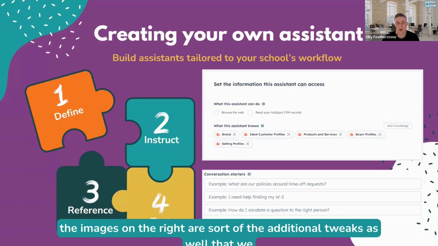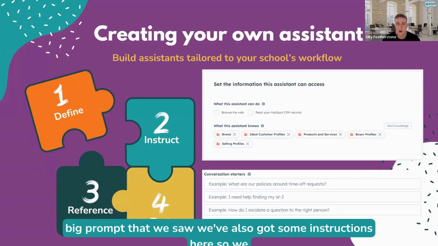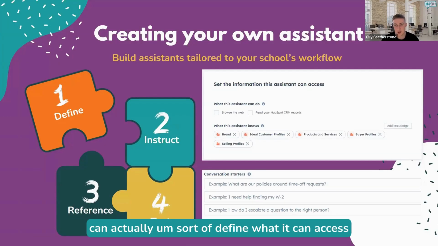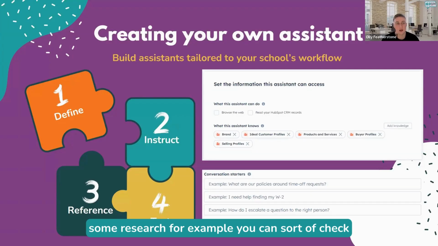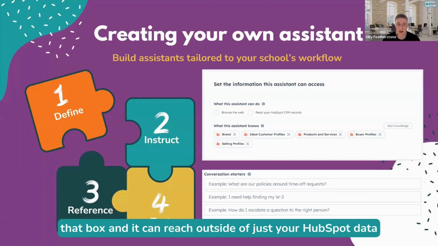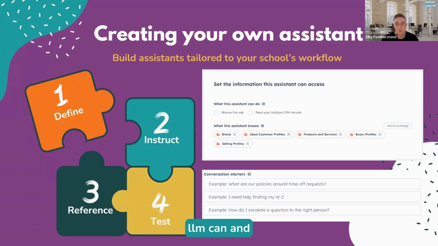But the images on the right are the additional tweaks that we can assign to some of these. So as well as that big prompt that we saw, we've also got some instructions here, so we can actually define what it can access. So these assistants can browse the web. So if you've got an assistant set up to help you do some research, for example, you can check that box, and it can reach outside of just your HubSpot data, and of course browse the web just like really any LLM can.